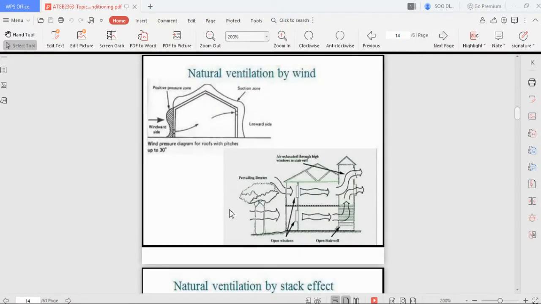Okay, so this is a diagram of natural ventilation by wind, showing how the wind flows. It's created using differences of pressure. There's a positive pressure, meaning the wind is pushing into this building, and because this building has a higher pressure and there's an opening on the other side, it will easily create a suction. This is a suction zone, and air will be extracted out of this room. So you'll be able to change the air inside this room.